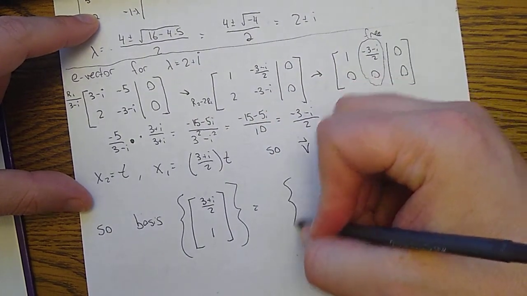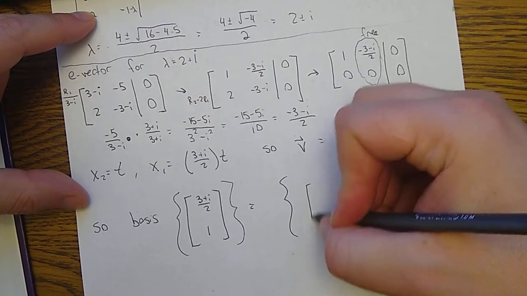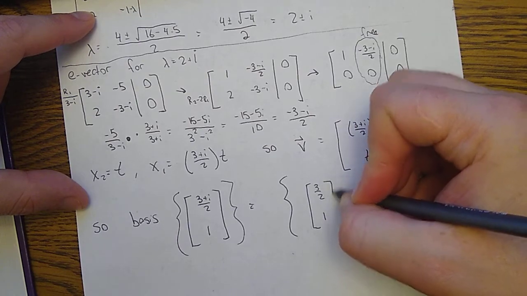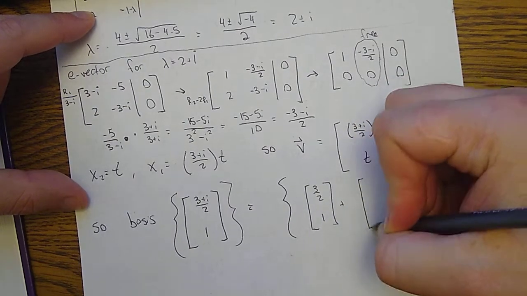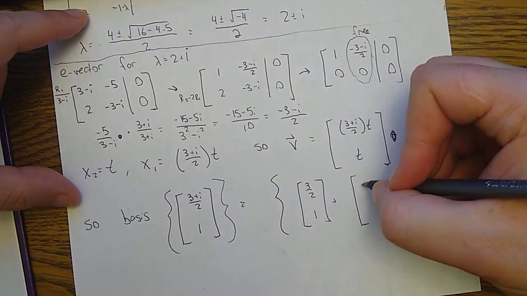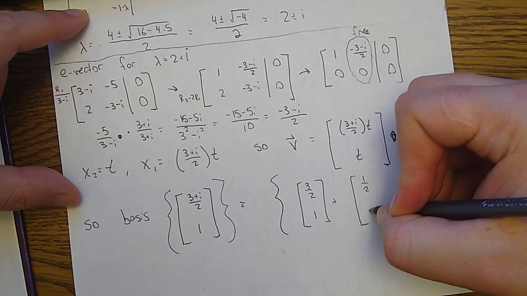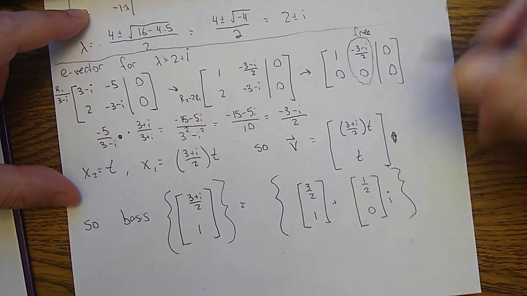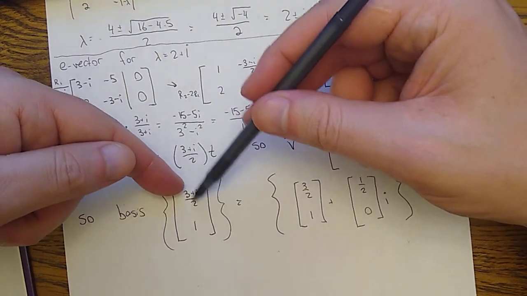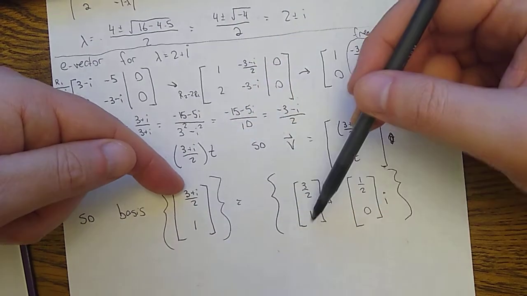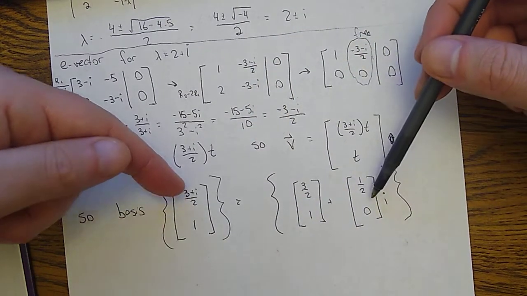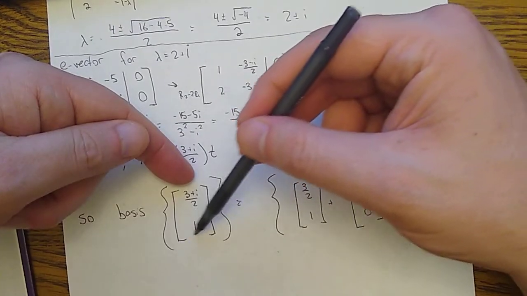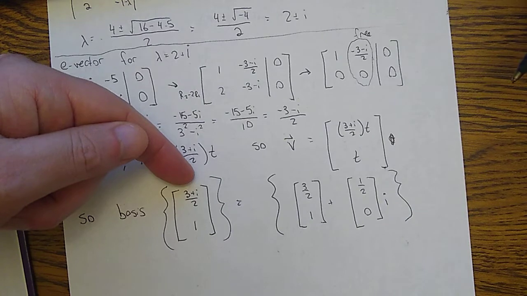By the way, for the complex ones, typically we separate the real part and the imaginary part. The real part of this is 3 halves, and then the real part of this is 1. The imaginary part of this is the 1/2 i, and there's no imaginary part here.